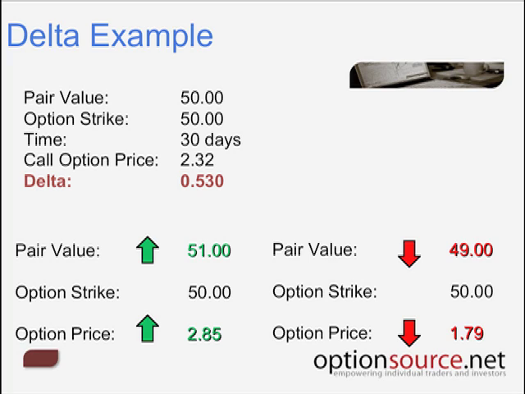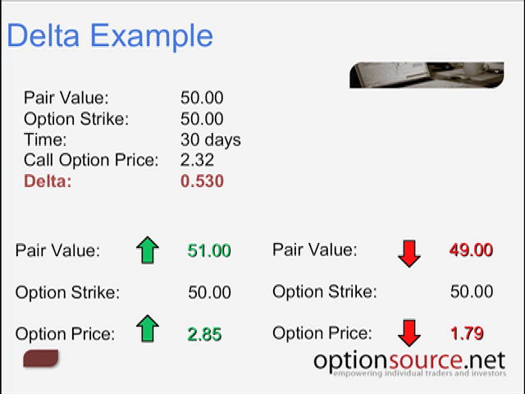So what this is really suggesting is that as the underlying pair moves 1 point, the option contract, without considering any of the other factors, is going to move about 53 cents. So in other words, if the pair value goes up to 51, with the option strike price at 50, the option premium should move from $2.32 to $2.85. So you can see that a 1 point increase in the pair has actually influenced that option contract to increase the amount of its delta.